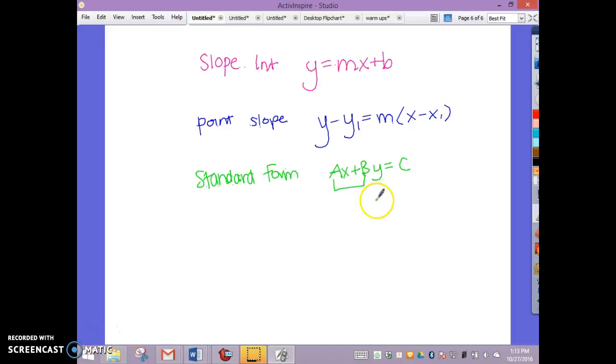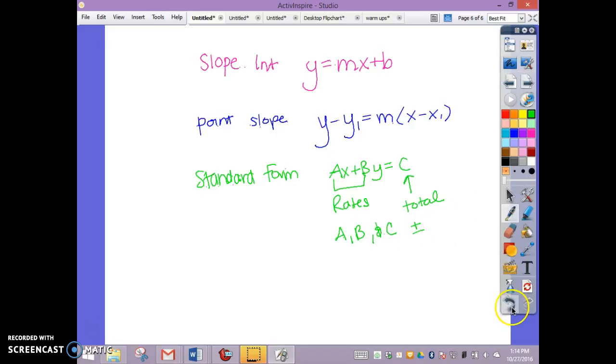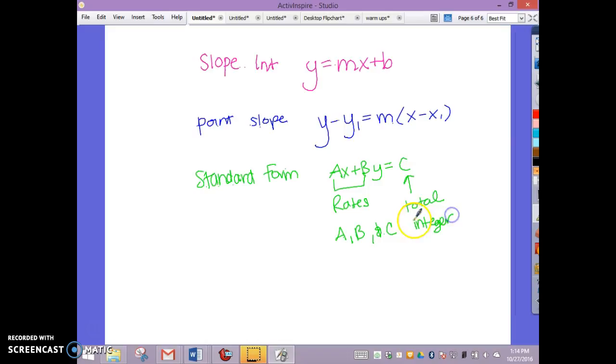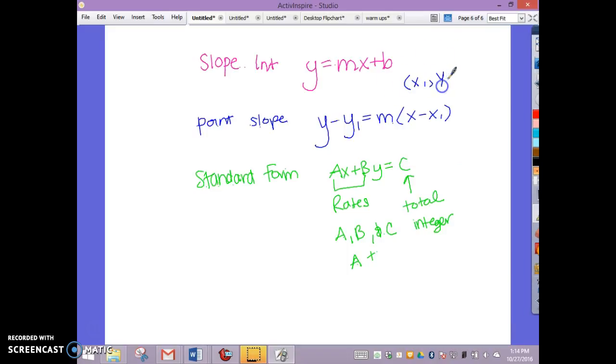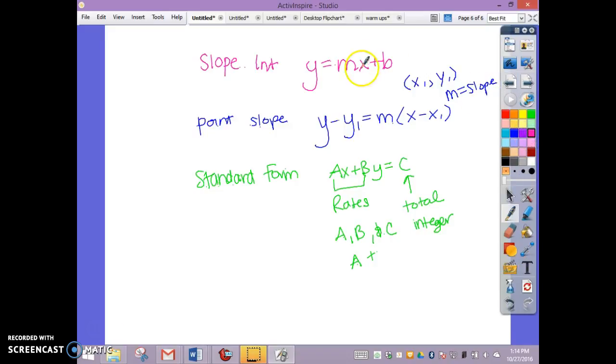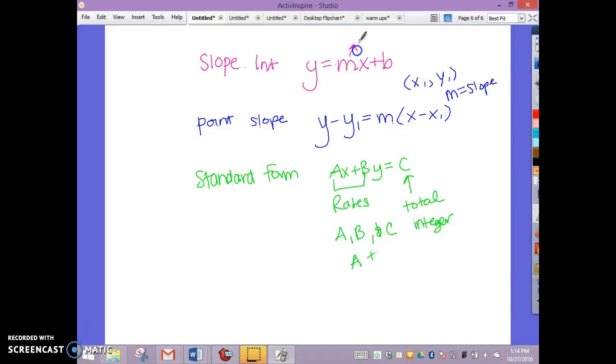A and b are your rates. C is a total. A, b, and c are positive or negative whole numbers. We call that an integer. And a has to be positive. In point slope form, (x1, y1) is a point, and we know that m is our slope. In slope-intercept form, m again is the slope, and b is our y-intercept.